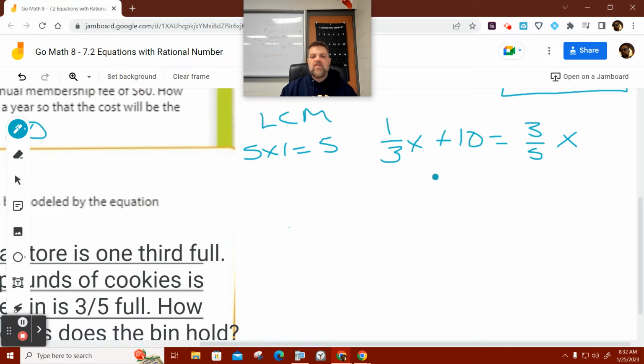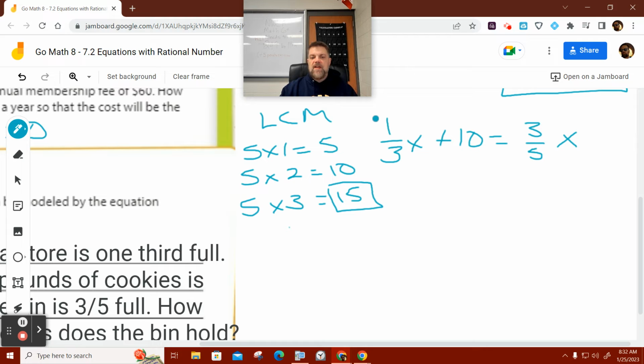5 times 1 is 5. Does 3 divide evenly into 5? No. 5 times 2 is 10. Does 3 divide evenly into 10? No. Now this one, 5 times 3 equals 15. Yes.